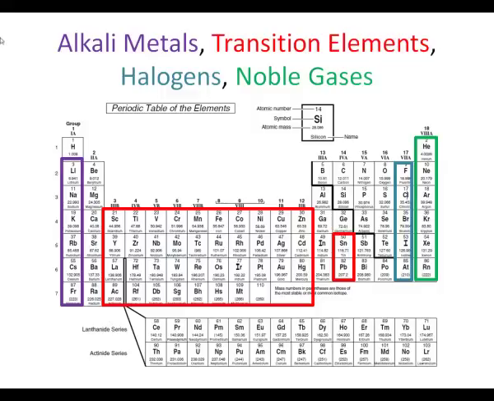So those are the main groups on the periodic table of elements that you need to know. Again, use this table wisely. If you look, you're given a lot of information on here.